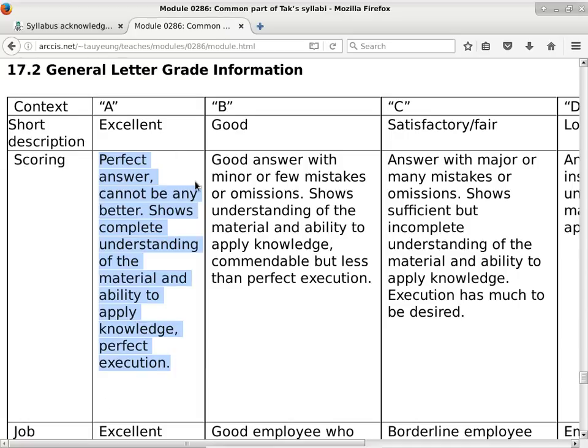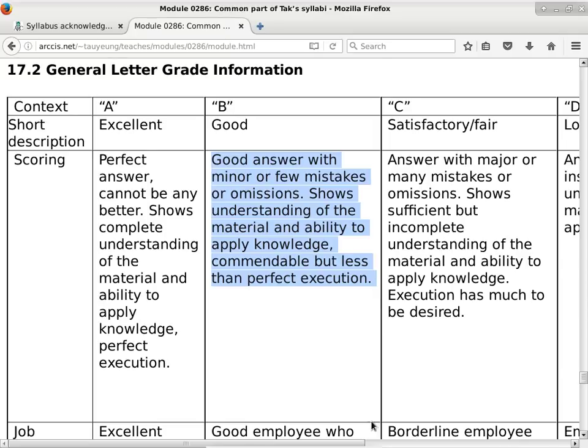A good answer is one that is mostly correct, but with some flaws. It can be a minor mistake, can be some minor omissions, but it does show that whoever is turning that in understands all the concepts, is able to apply the concepts to problem solve. It's just that, be a little bit more careful, or tell me a little bit more. I need the answer to be a little bit more complete. That would be a B.